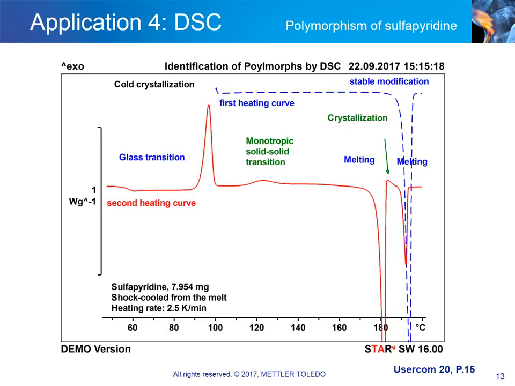To discover the different polymorphs of a material, one has to heat and cool the sample at different heating and cooling rates. The appearance of different melting peaks is characteristic of a sample exhibiting polymorphism.